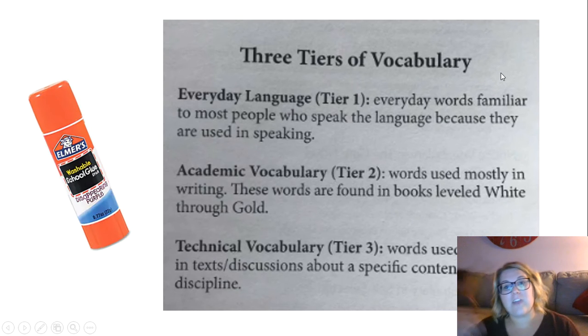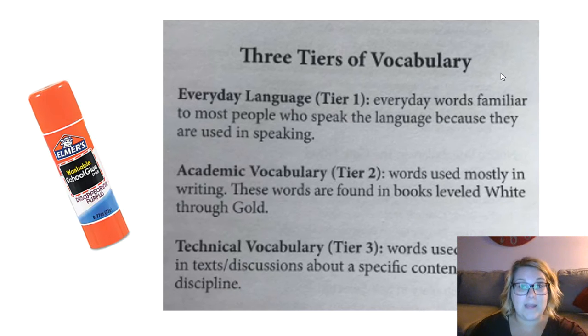The next section up, we have our tier 2 or our academic vocabulary. So these words are used mostly in our writing. These words are found in books often leveled white through gold. So they're used frequently, but these words become a little more juicy. These are some of the 5th grade words that we replace other words with.